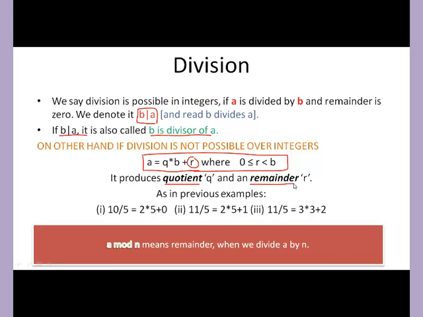In the previous example we have already seen that when 10 is divided by 5, it is 2 into 5 plus 0, and this 0 is the remainder. For 11 divided by 5, it was 2 into 5 plus 1, and 1 was the remainder. Again, 11 divided by 3 is 3 times 3, 9, plus 2, and this 2 is the remainder.